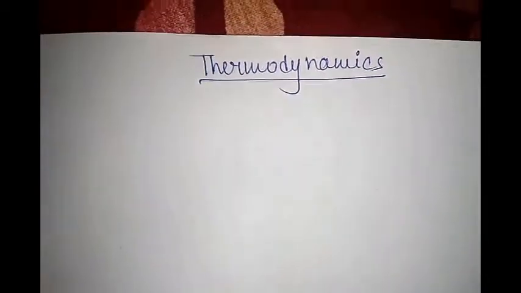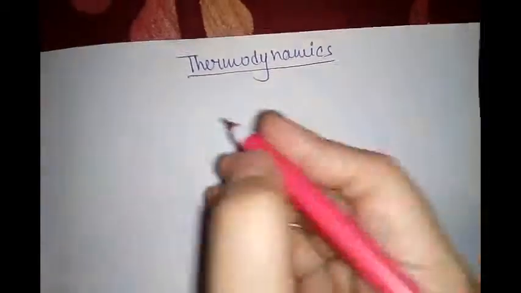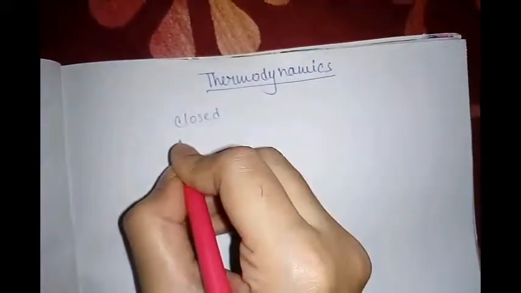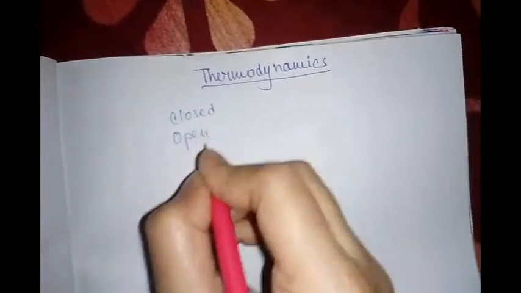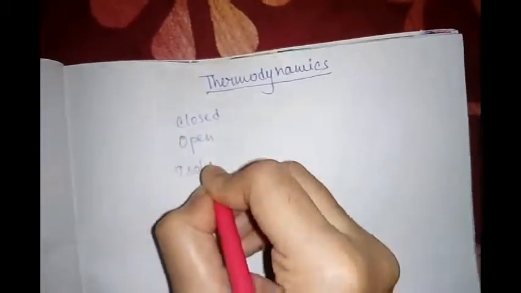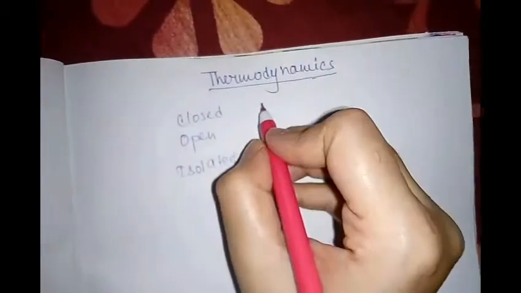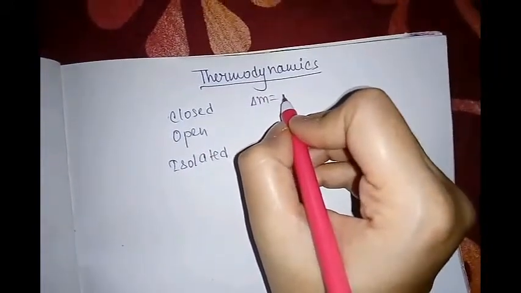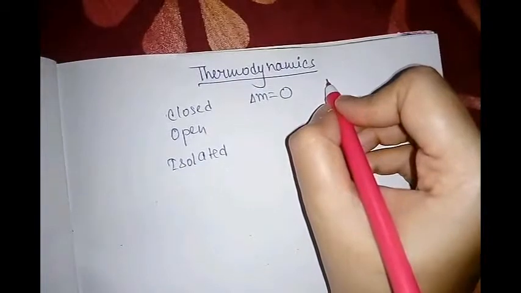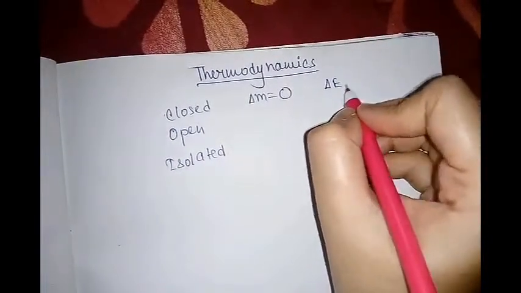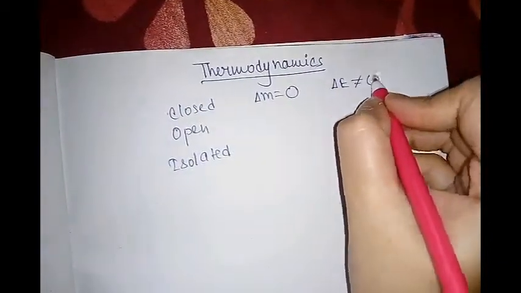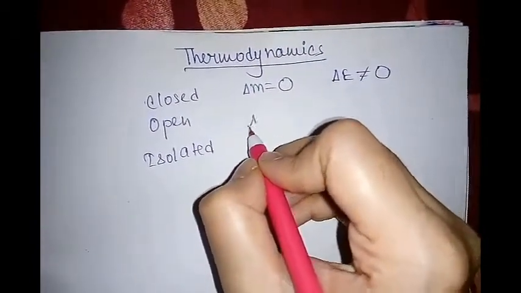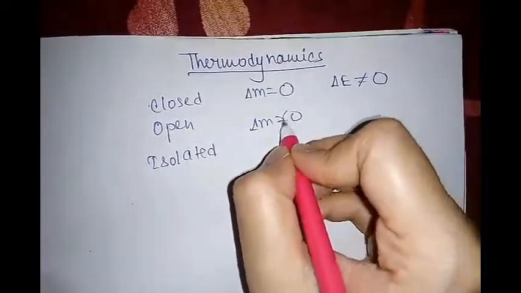Now there are three types of thermodynamic system present. 1. Closed system. 2. Open system. And 3 is isolated system. In closed system, mass transfer does not occur. Here energy transfer occurs. And in open system, mass and energy both transfer.